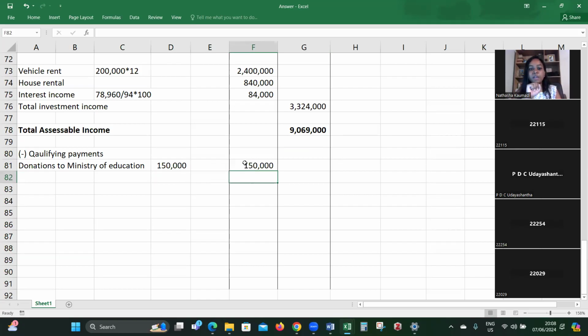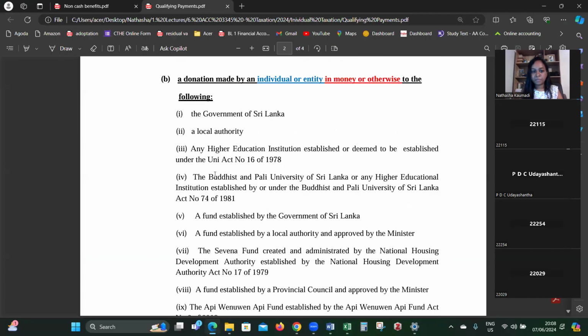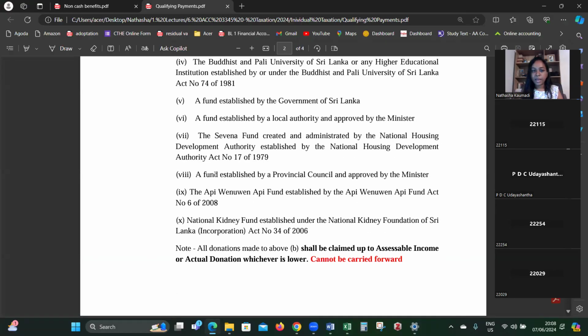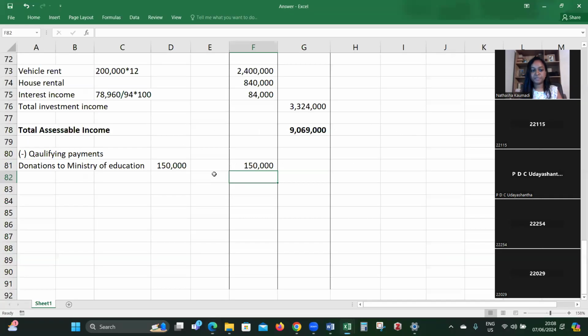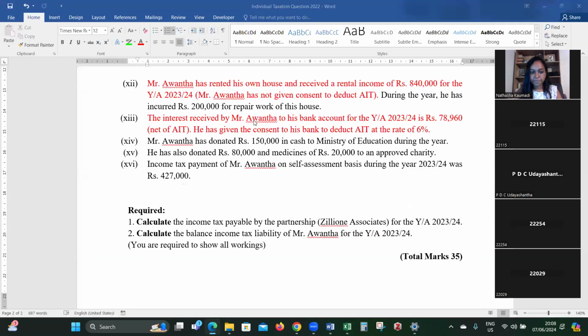Lowest value is 150,000. So when you have donations coming under B category, right, this part, we have to apply that theory. Assessable income, actual donation, whichever is lower, you can deduct. Second donation. What is the second donation we have? Now this is done. He has also donated rupees 80,000 and medicines of 20,000.